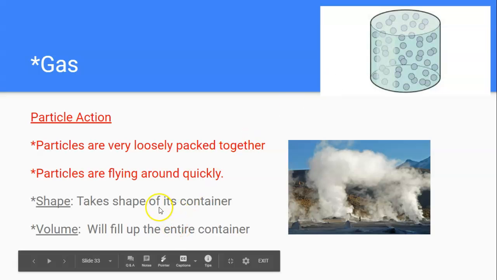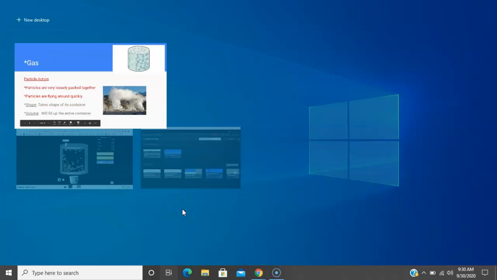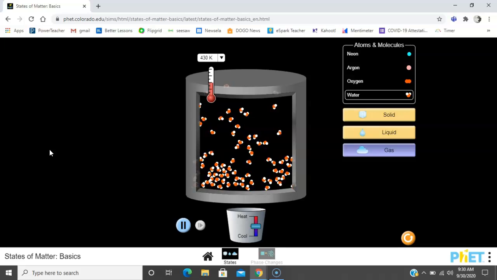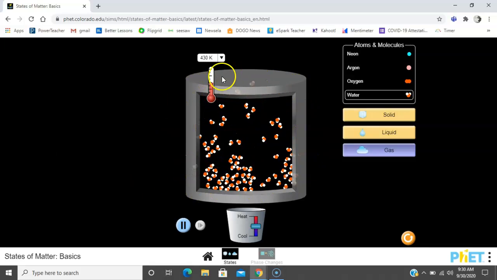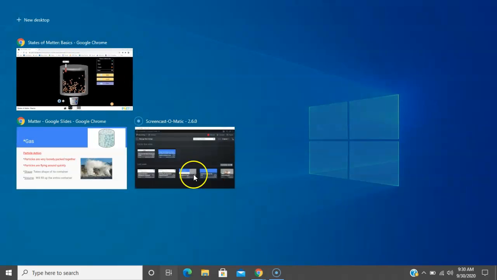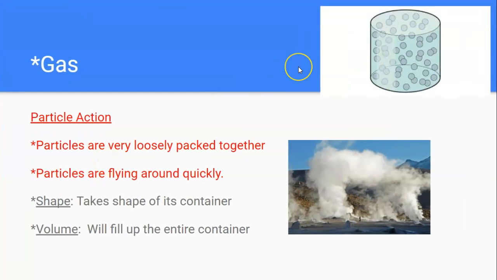So a gas is going to take the shape of its container and fill up that container, as you can see here, right? The gas is pretty much taking the shape of the container and filling up the whole thing. Okay? So before you move on, make sure you've got a model drawn, you've got information about your particle action, and the shape and the volume.